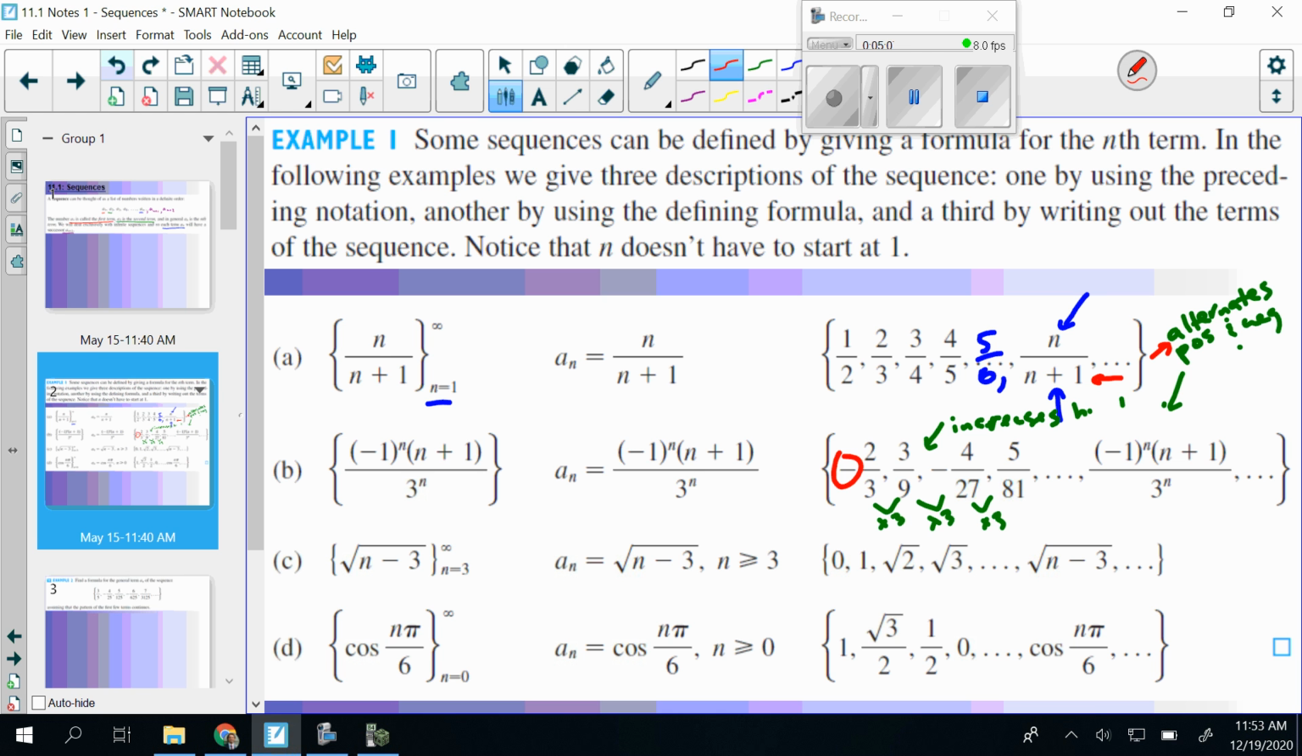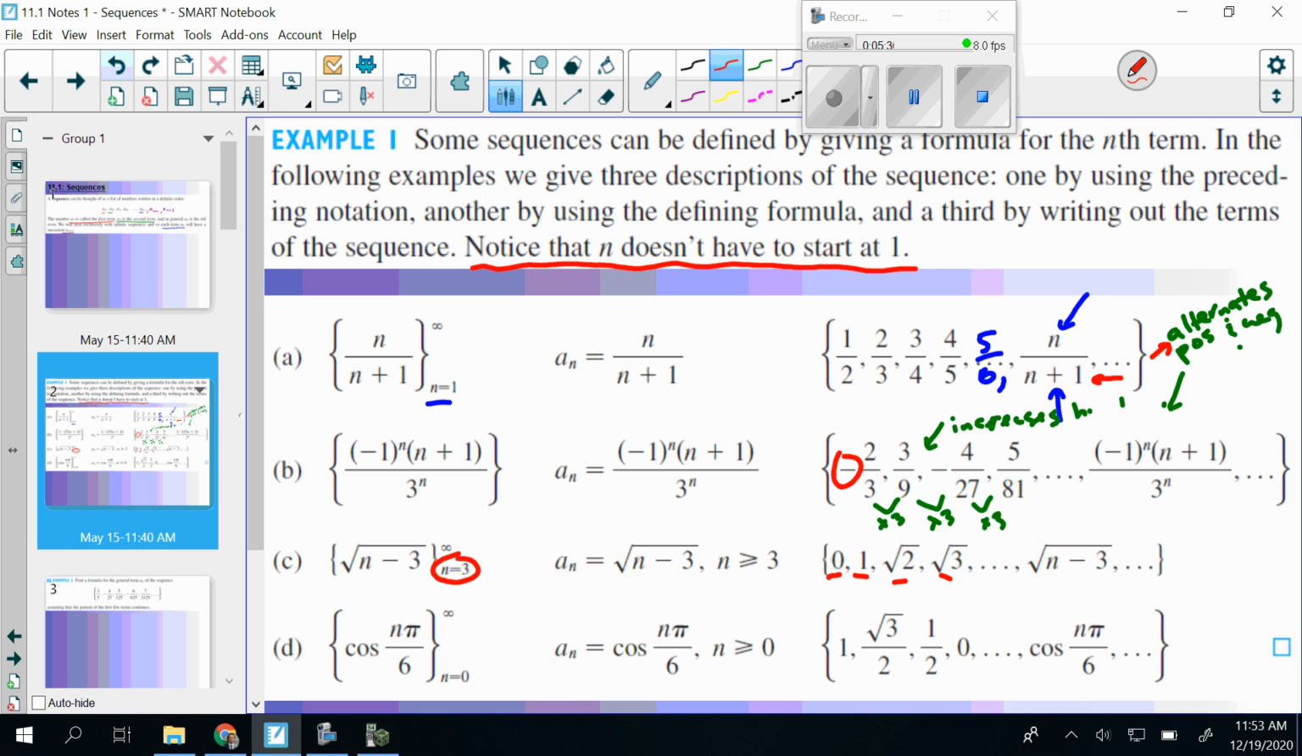You can see some other ones here. Some things to notice on some of these other ones: your first term doesn't always have to start with 1. Like here, they're starting the sequence at n equals 3. So if you put 3 in for the first one, 3 minus 3 is 0. Square root of 0 is 0. That's why you see the first one written here as 0. If you put 4 in, 4 minus 3 is 1. Square root of 1 is 1. And then you continue that pattern there.